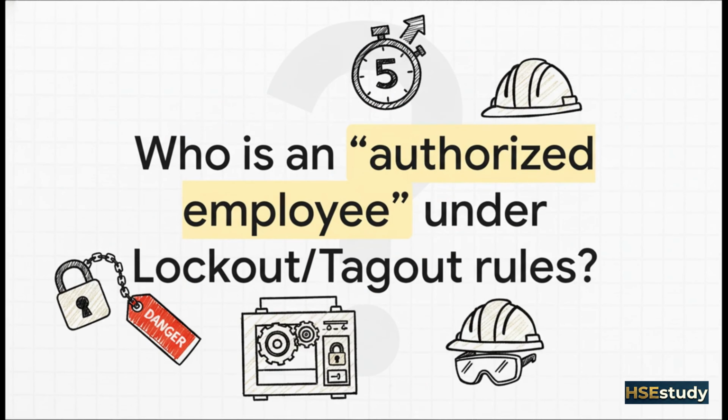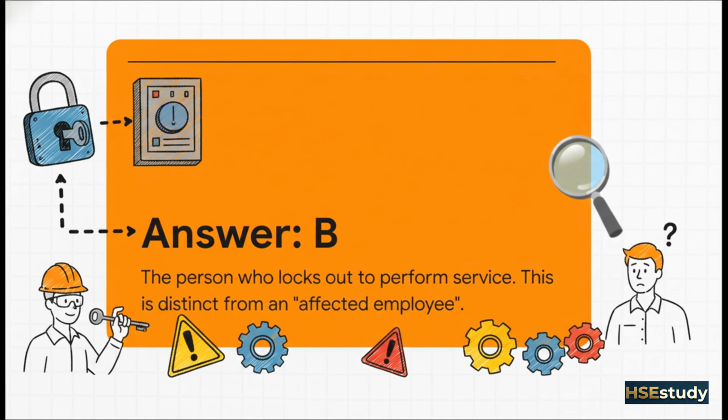Question 6 brings us to Lockout/Tagout. The OSHA standard defines very specific roles for employees. So, who is the authorized employee? Read the choices carefully because this is a top question not just on exams, but in job interviews too. 5 seconds. The answer is B.